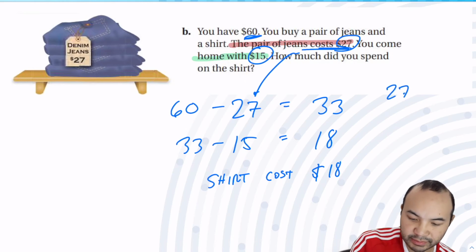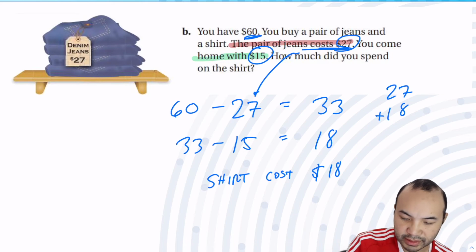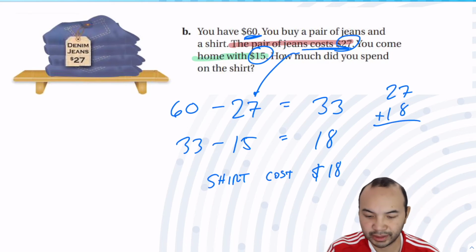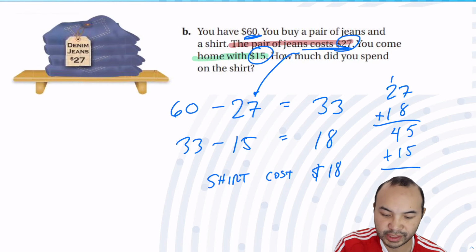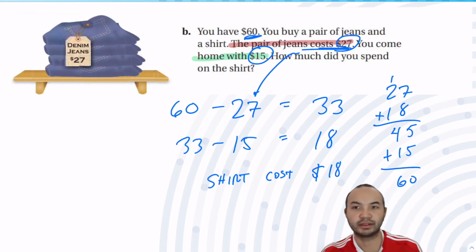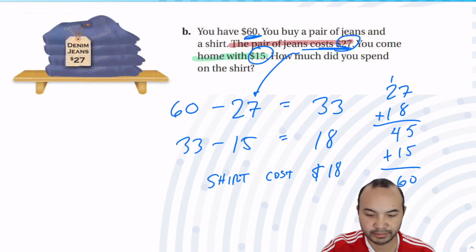You can go ahead and check that. I spent $27 on the jeans. I spent $18 on the shirt. If I add that up, I get $45. $45 plus my $15 of change leaves me with $60. So I did this correctly. So check.